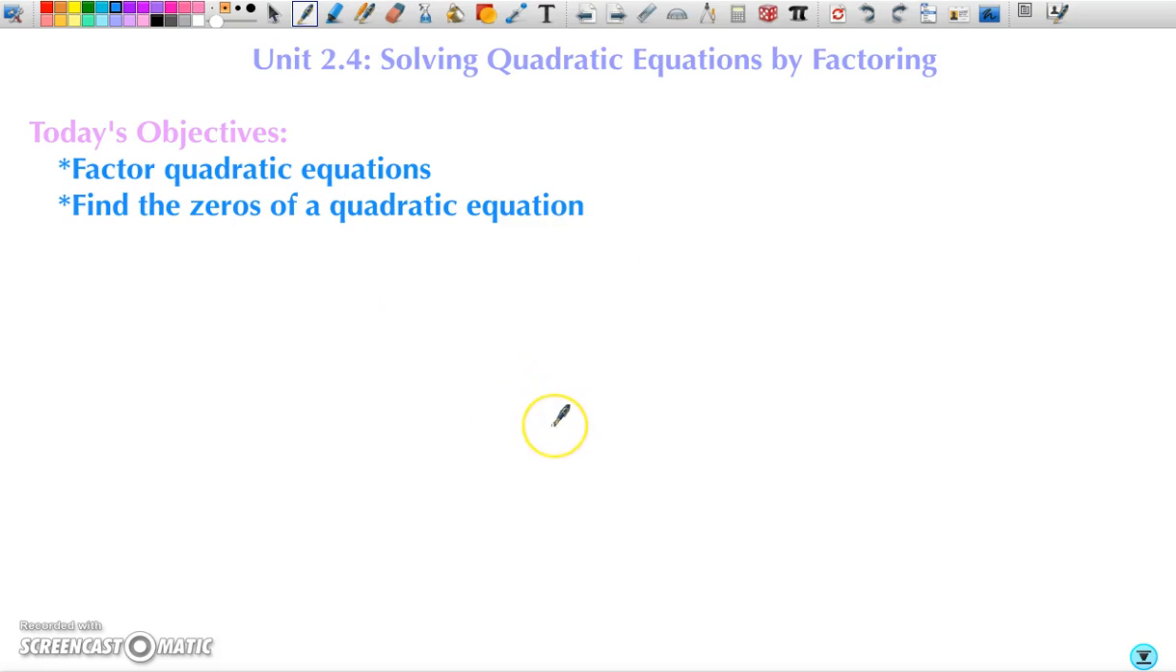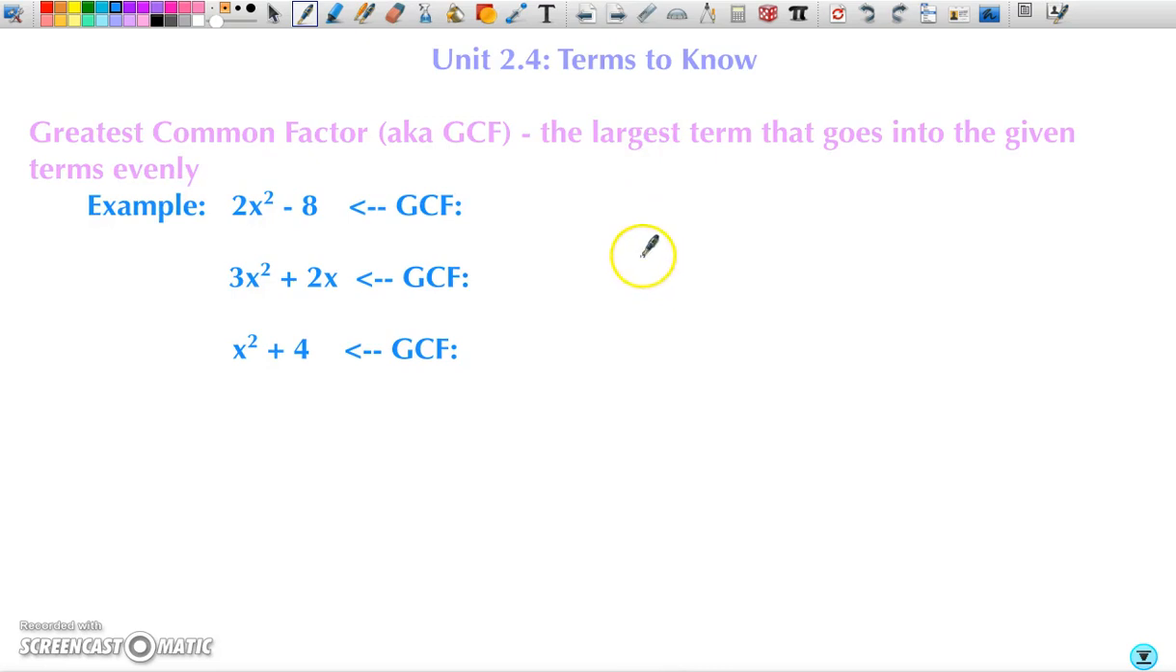We're going to factor them and then find the zeros of these quadratic equations. So let's get into it. First of all, things you need to know: greatest common factor. It's the largest term that goes into the given terms evenly. So what are they divisible by? For something like 2x squared minus 8, they are both divisible by the number 2. For something like 3x squared plus 2x, they don't have any numbers in common, but they are both divisible by x.